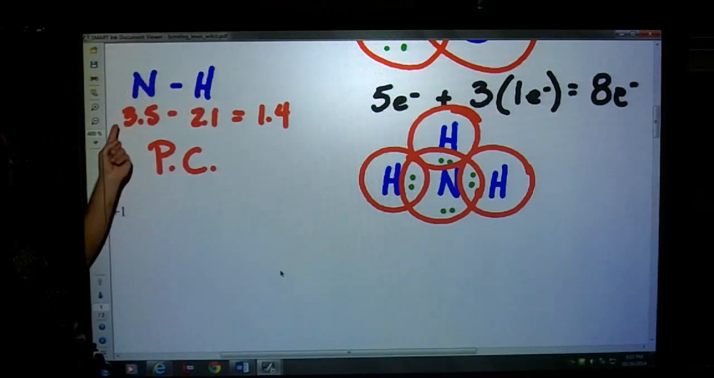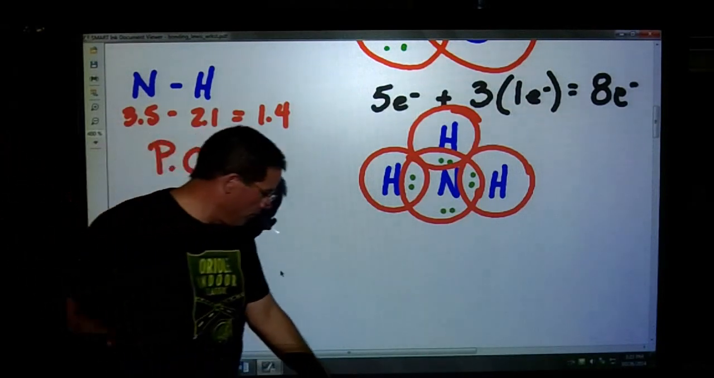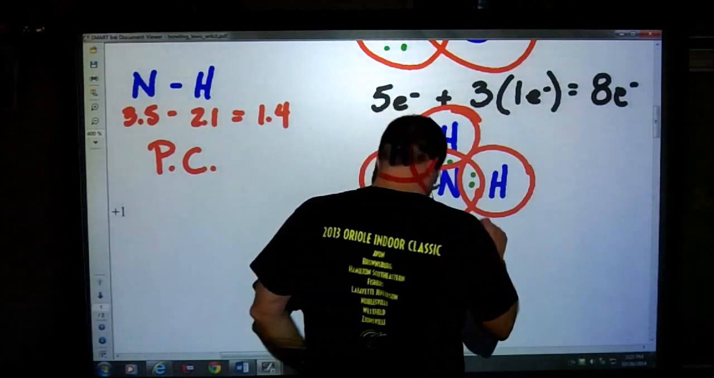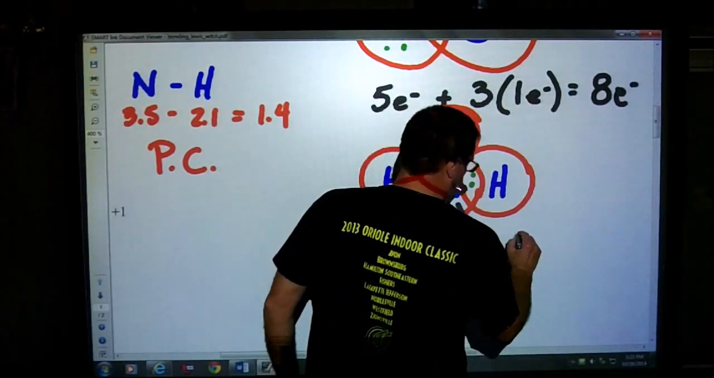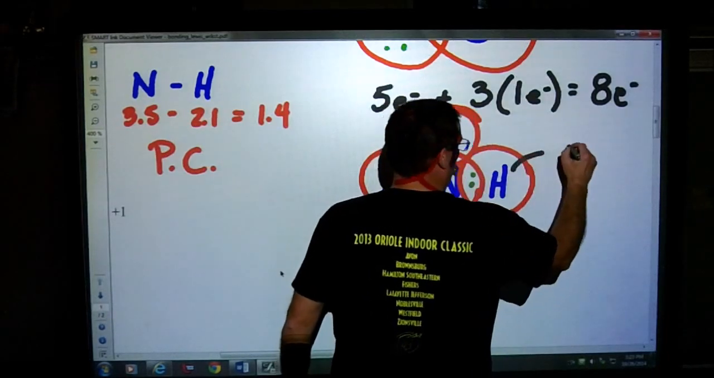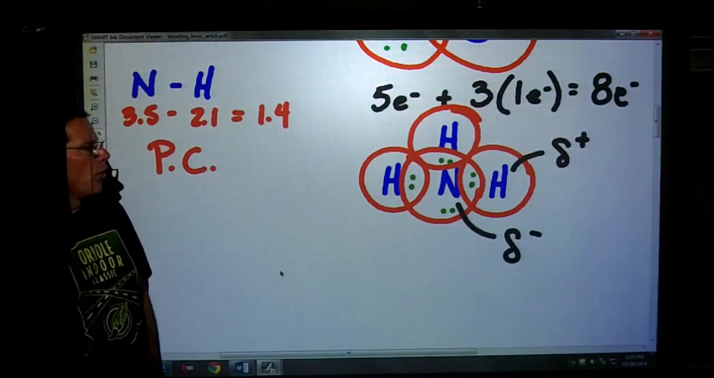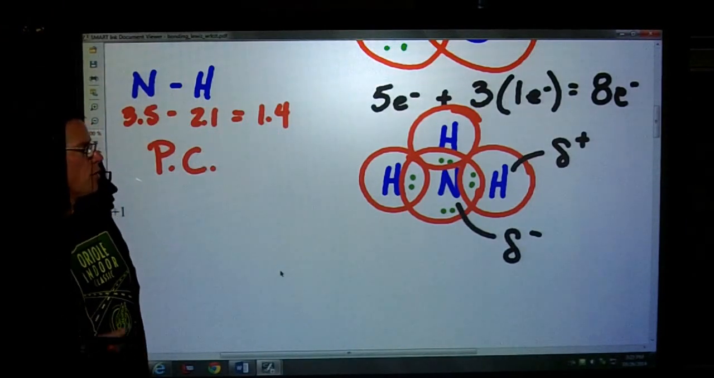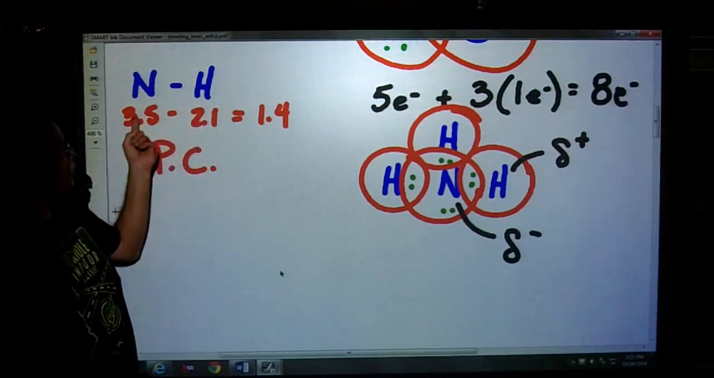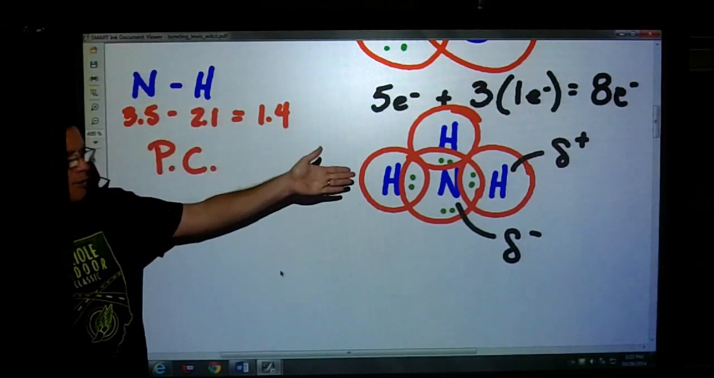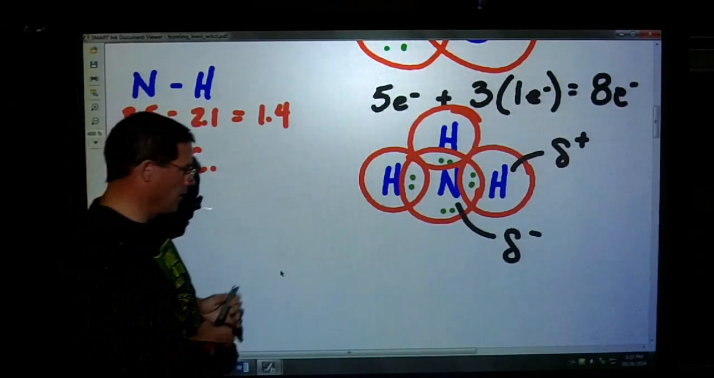Since we're sharing, these are partial charges. Since the nitrogen has a value of 3.5, it will have a partial negative charge. You can just represent it on one of the hydrogens, it doesn't matter which. The hydrogen has a partial positive charge, the nitrogen has a partial negative charge. Why is that? Because the electrons being shared between nitrogen and hydrogen are closer to the nitrogen than they are to the hydrogen.